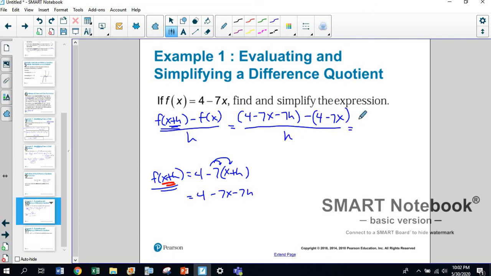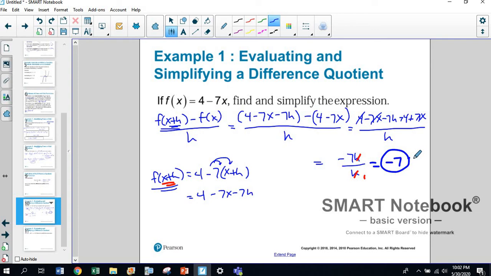Distribute the negative sign. I get 4 minus 7x minus 7h minus 4 plus 7h, all over h. If I've done this correctly, I'll have 4 minus 4. I'll have negative 7x plus 7x. I'll be left with negative 7h over h. And now I can divide away the h as h divides h and leaves a 1. And so that leaves me with an answer of negative 7. And that is the difference quotient completely simplified all the way down as simple as possible.